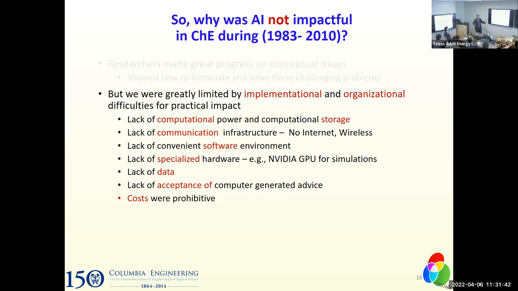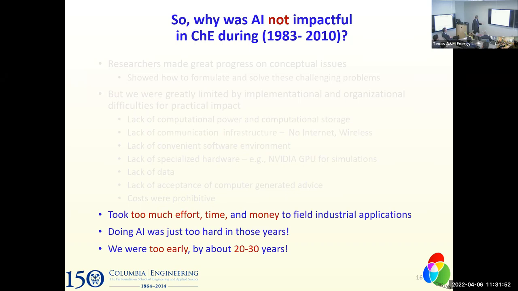So that was AI then, and lack of data, and then also there was a lot of it. So as a result, basically, it was just too difficult to do AI in those days. And like I said, I didn't realize that. I knew I was about 10 years early, but I didn't realize I was about 30 years early attacking these problems. Okay, so what is different?